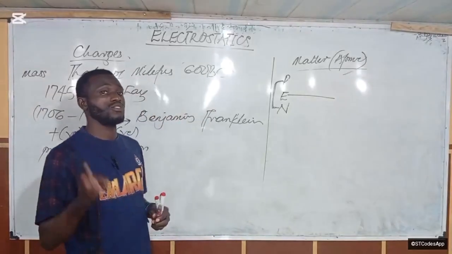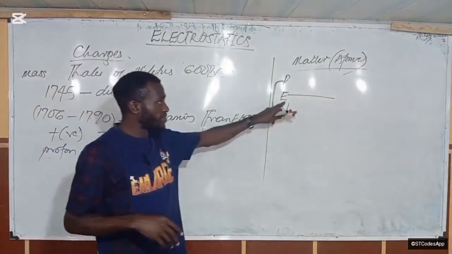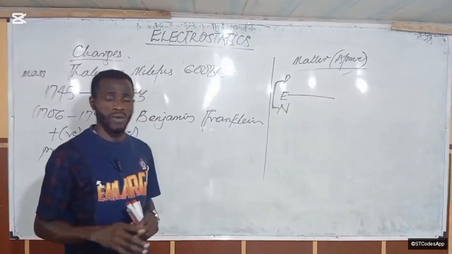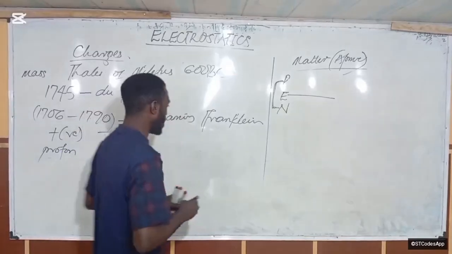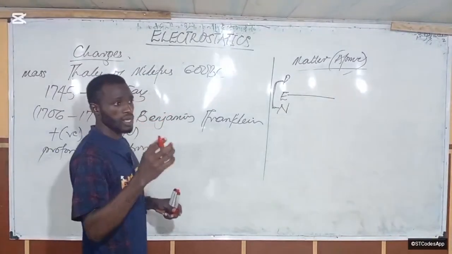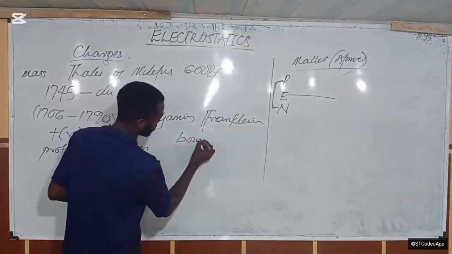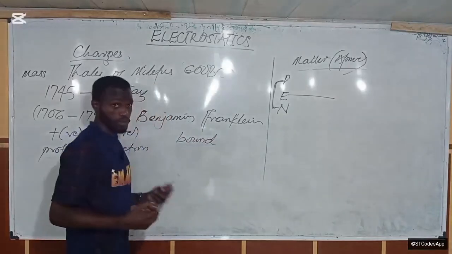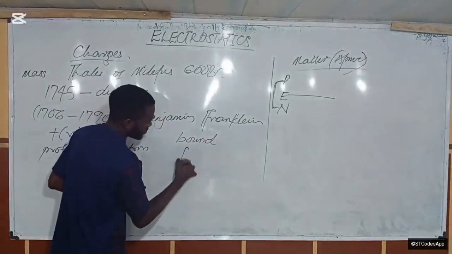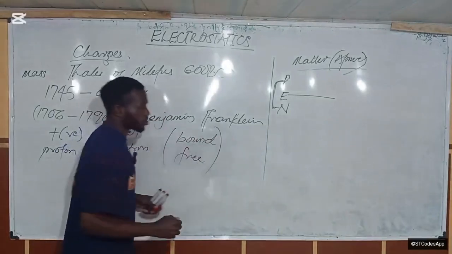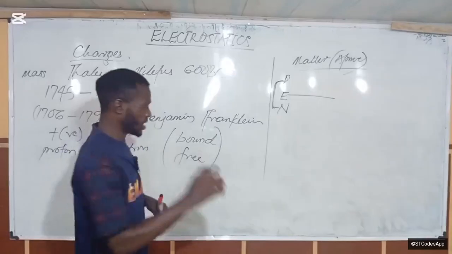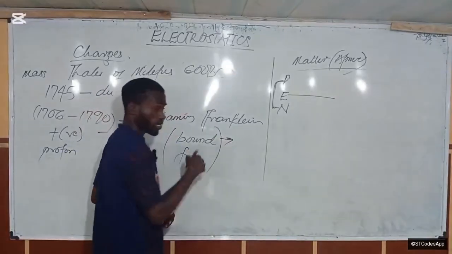So it is such that materials are classified into 3 based on the availability of electrons on them. And what I mean by the availability of electrons is that there are 2 forms of electrons: the bound electrons and the free electrons, okay? So substances will now be classified into 3 based on this.